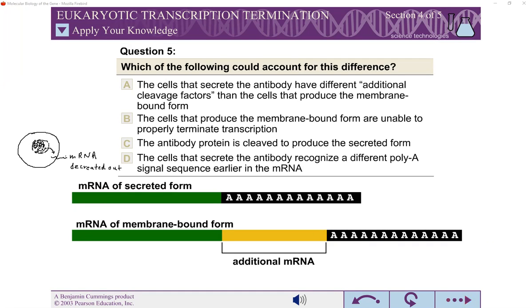mRNA that will remain bound to the membrane. Okay, which of the following could account for this difference? Why is there a difference between both these types of mRNA?